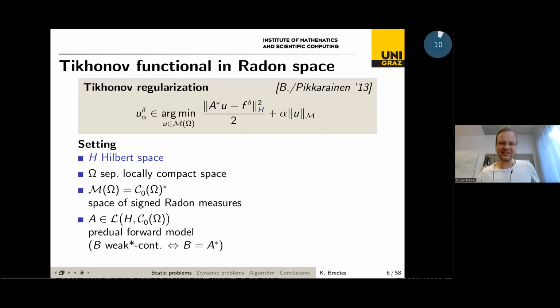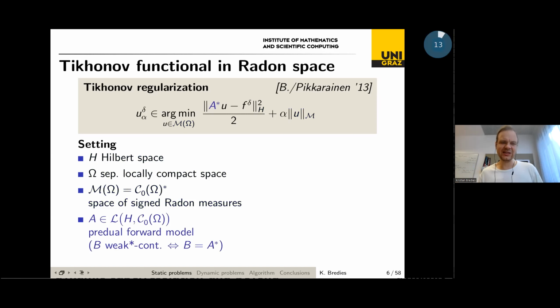Okay, so let's start with the static setting. The super resolution problem that we just saw, in a static formulation, is, if you do the Tikhonov regularization approach, a special case of solving inverse problems. And there's nothing that prevents us from looking at this from the inverse problem perspective. And this is how it looks, right? You want to minimize, for instance, a forward operator with data in a Hilbert space, and then you just take the Radon norm as a regularizer. Here you take your data in the Hilbert space, and your measures, where you want to have, let's say, delta peaks, live on a separable compact space, such that you have the duality between continuous functions which vanish on the boundary and the space of signed Radon measures.